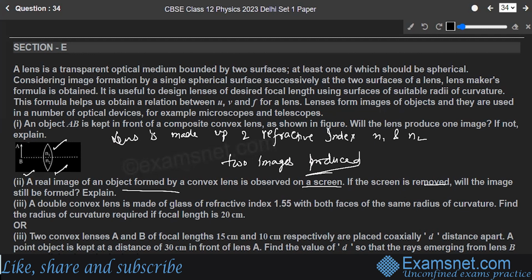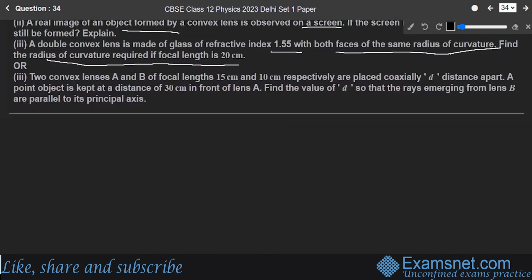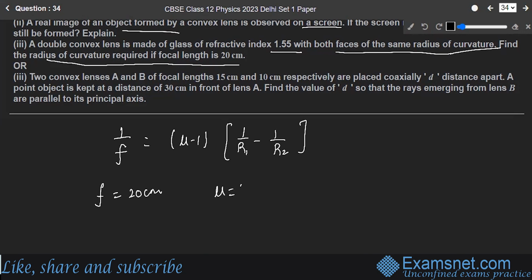A double convex lens is made up of glass of refractive index 1.55 with both faces of the same radius of curvature. You have to find the radius of curvature required if the focal length is 20 centimeters. So here we know 1 upon f is equal to (mu minus 1) times (1 upon r1 minus 1 upon r2). We have focal length as 20 centimeters, mu is 1.55, r1 is equal to, let's say, r, so r2 is equal to minus r.